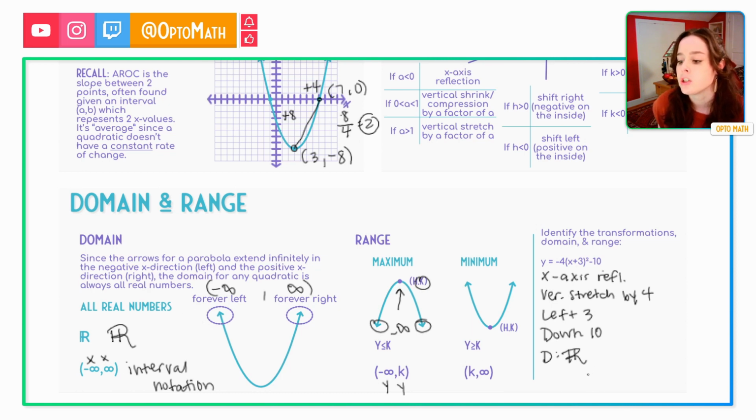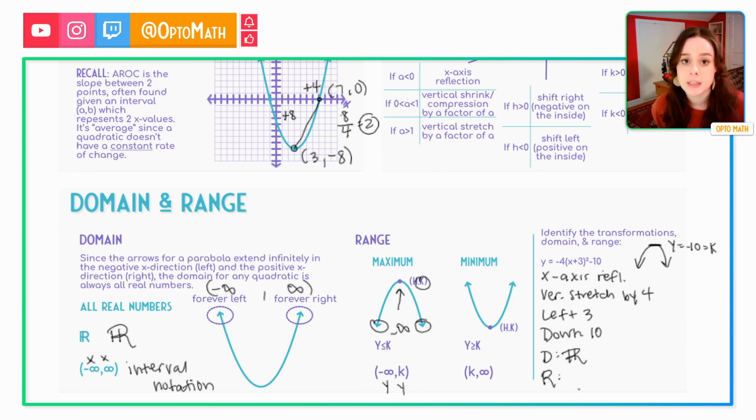And let's find our range. Okay, so it's going to be a maximum because it's pointing downward, or a down end behavior, because of that negative out front, which told us our x-axis reflection. So it's going to be a tip-top point. And that tip-top point is that negative 10. That's a k value. So y is negative 10. That's our k. If you want to write equals k, that's okay too. So we want to write that as our range.